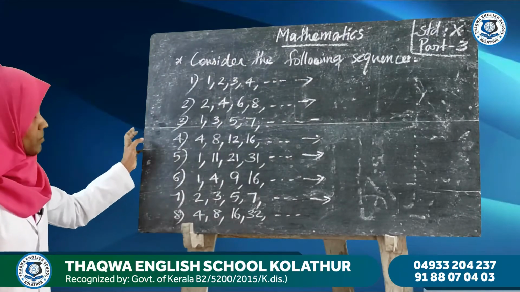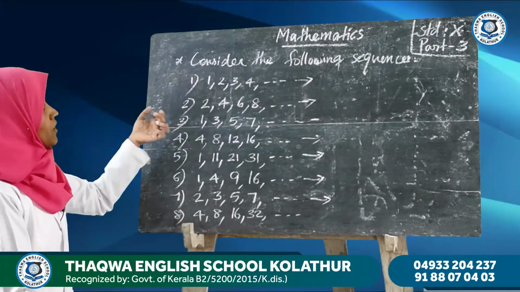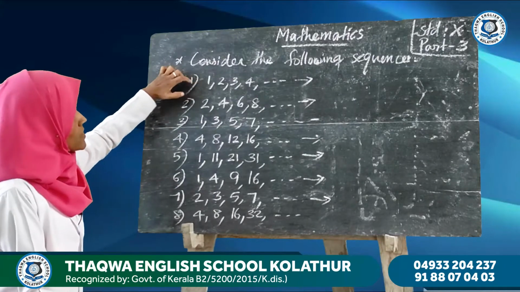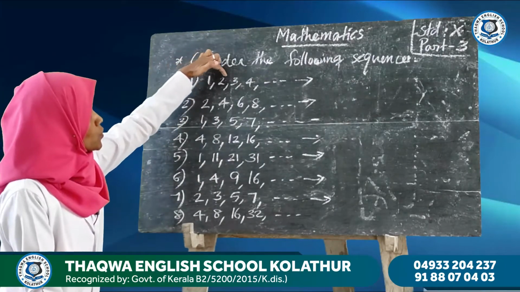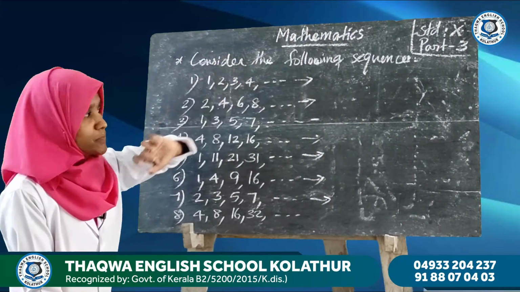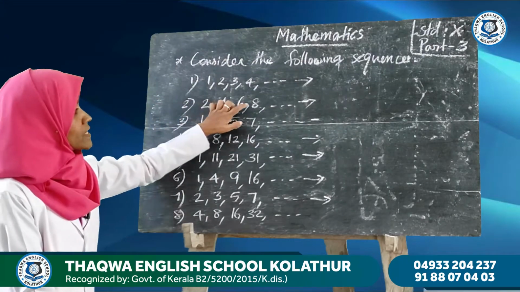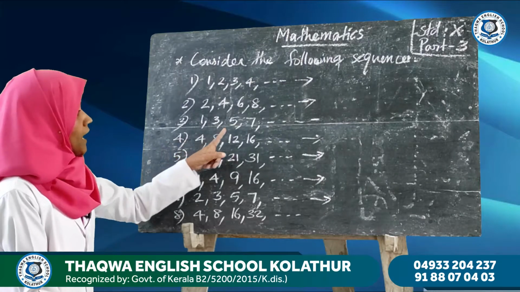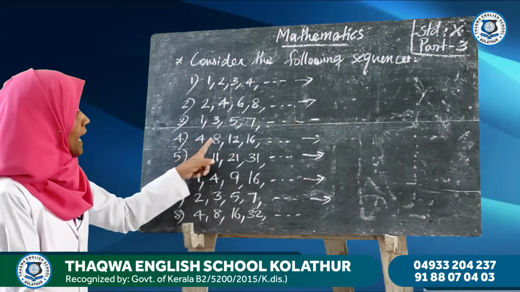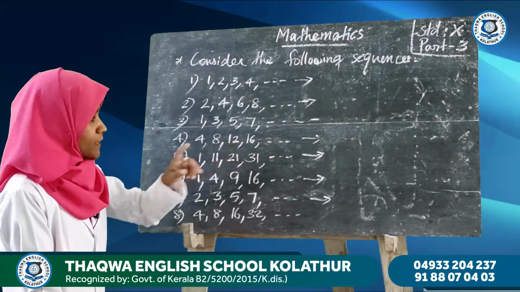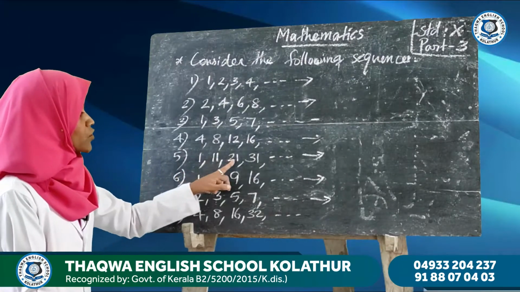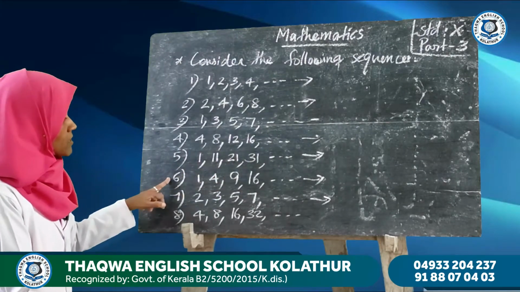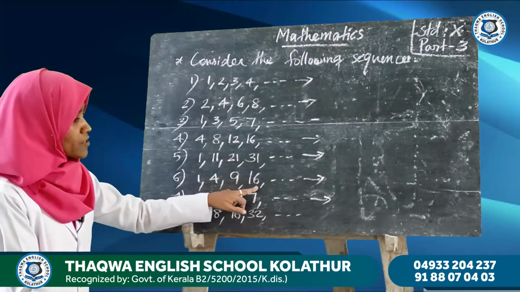Now, all of you listen here. First sequence: 1, 2, 3, 4, etc. Second: 2, 4, 6, 8, etc. Third: 1, 3, 5, 7, etc. Fourth: 4, 8, 12, 16, etc. Fifth: 1, 11, 21, 31, etc. Sixth: 1, 4, 9, 16, etc.